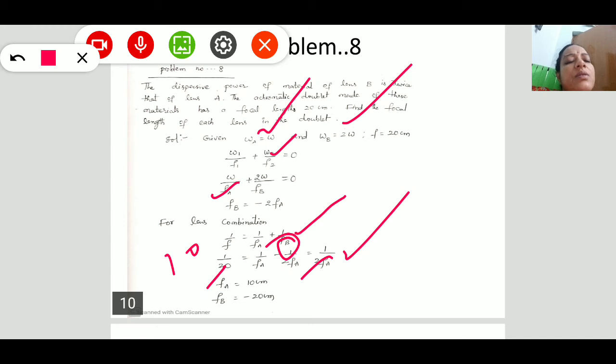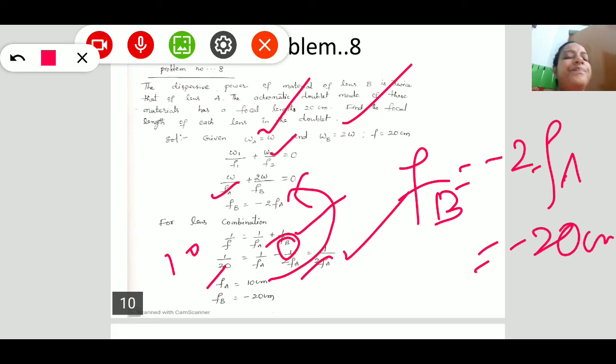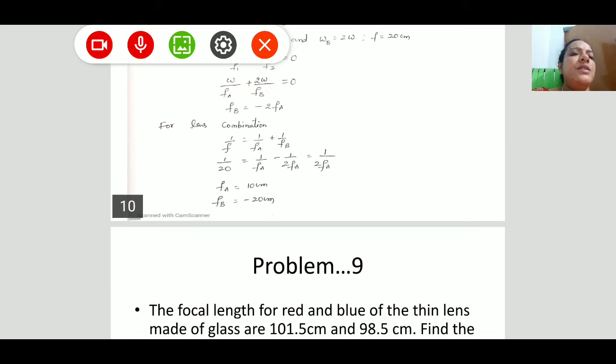If fa is equal to 10 centimeters, substitute this in this equation. fb is equal to minus 2 fa, that means minus 20 centimeters. So this is also a different problem.